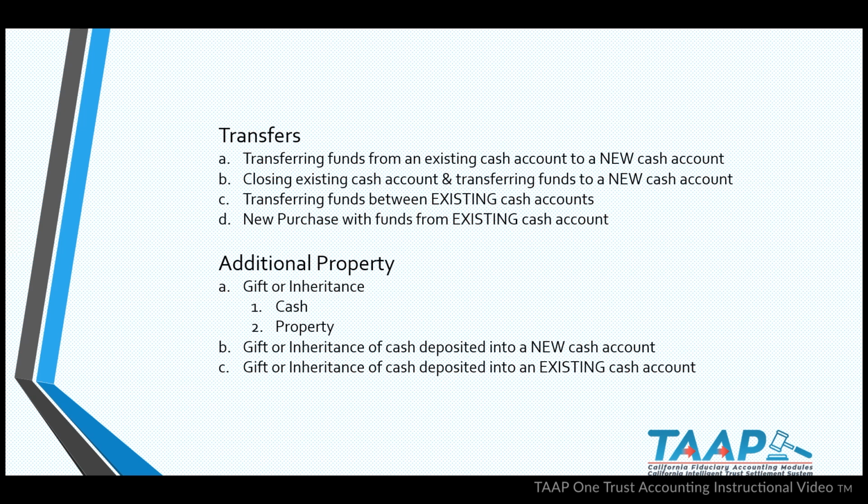Under additional property, that's going to be the receipt of some sort of property that increases the value of the estate from a gift or inheritance. So it's not a receipt like rents would be. Okay, so uncle passes away and leaves a piece of property that comes into this particular trust, or Aunt Jane makes a gift of cash or property.